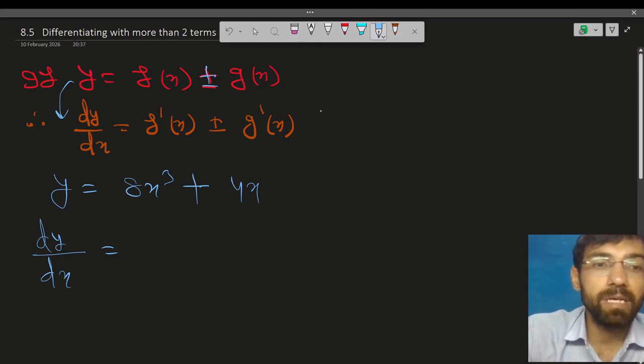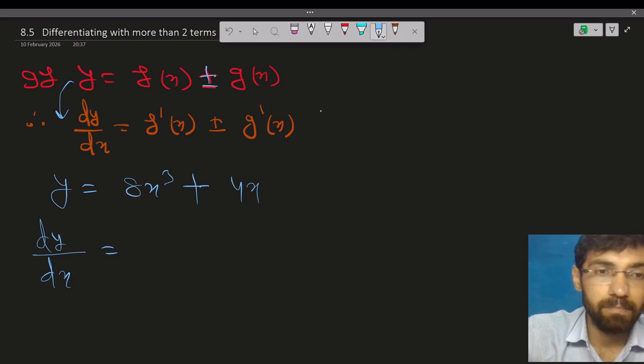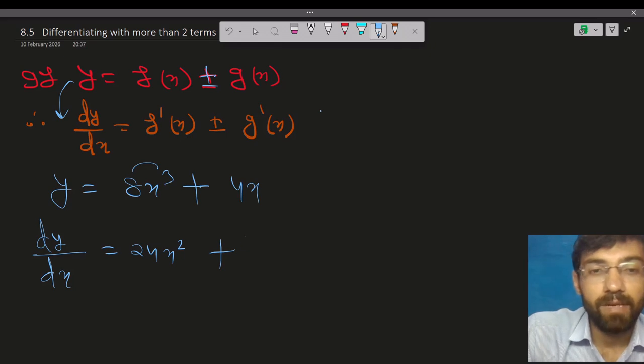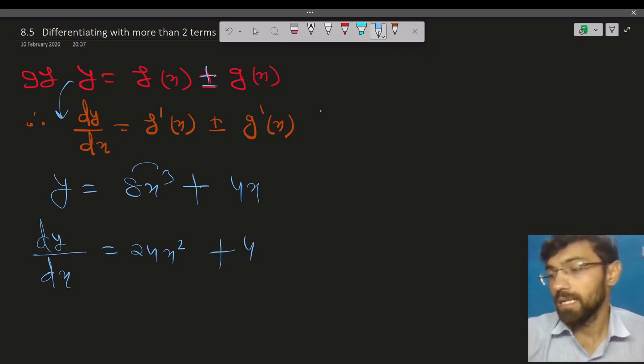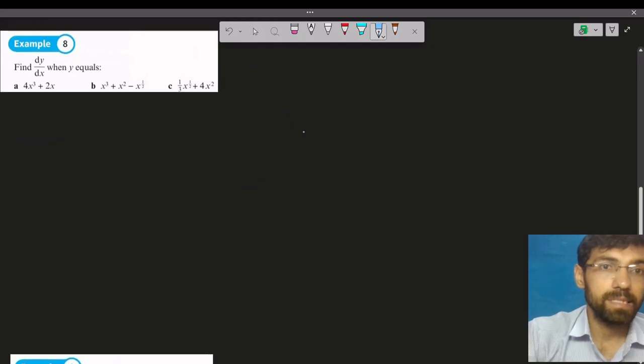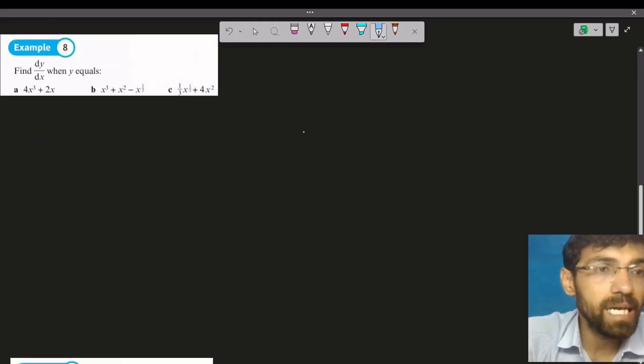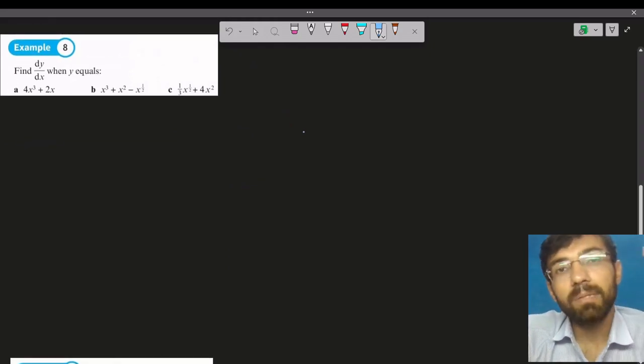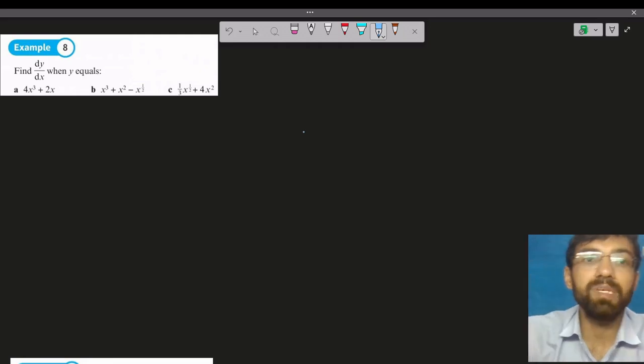Differentiation of 8x cube will be how much? 8 will remain as it is, and 3 will jump. So 8 times 3 is 24, you multiply these two. So 24x square. And what about this? Differentiation of 4x will be 4. Okay, let us do questions based on it. You can pause and try finding A, B, C.